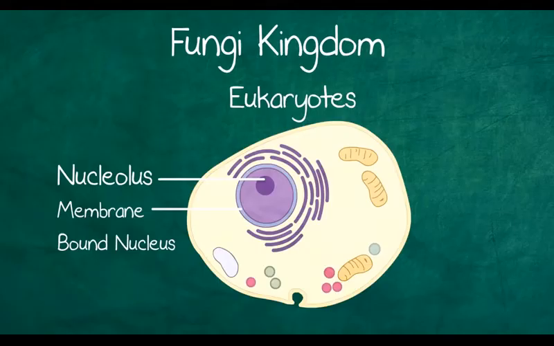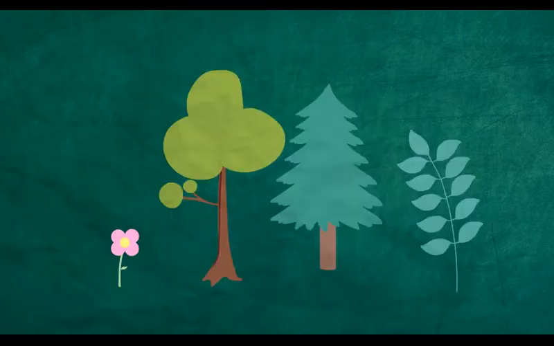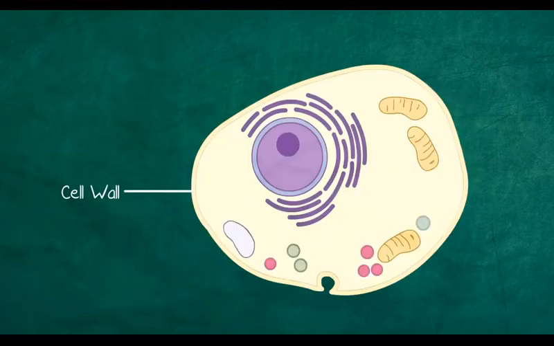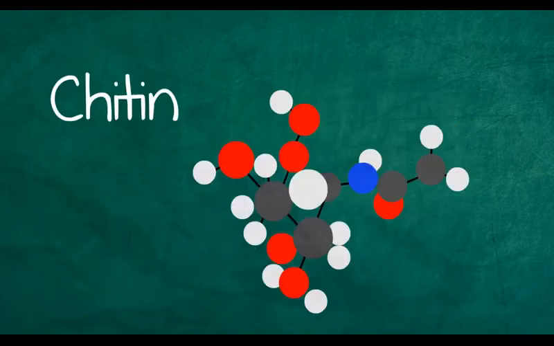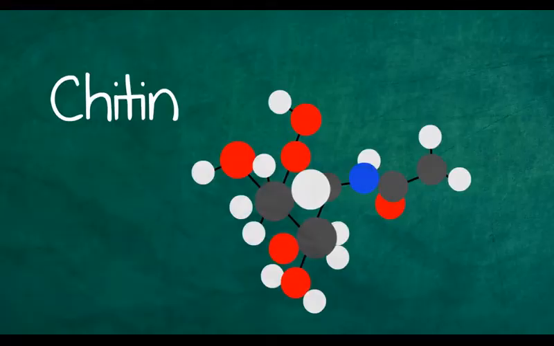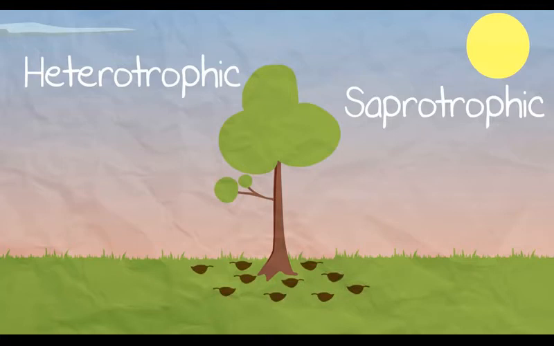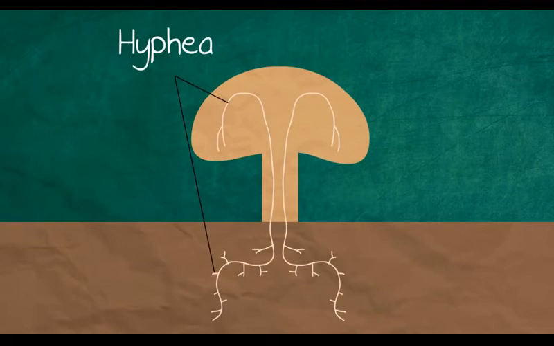The fungi kingdom are eukaryotes and can be multicellular like animals and plants, but could also be unicellular such as yeast. They have cell walls like plants but have a substance called chitin rather than cellulose. They are heterotrophic and saprotrophic, meaning they decompose, so they break things down, or are parasitic. The body of a fungus is composed of thin filaments called hyphae. They secrete enzymes, do external digestion, and then absorb the resulting nutrients.